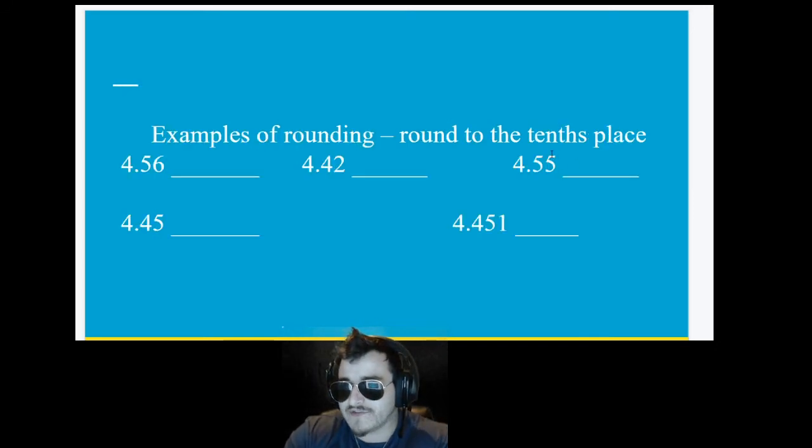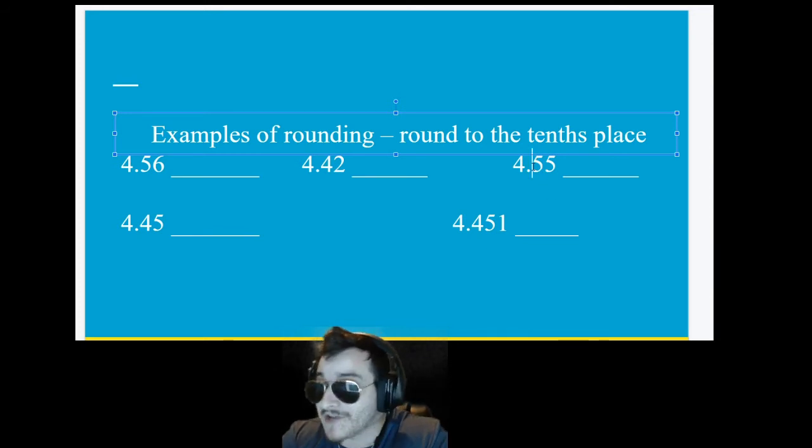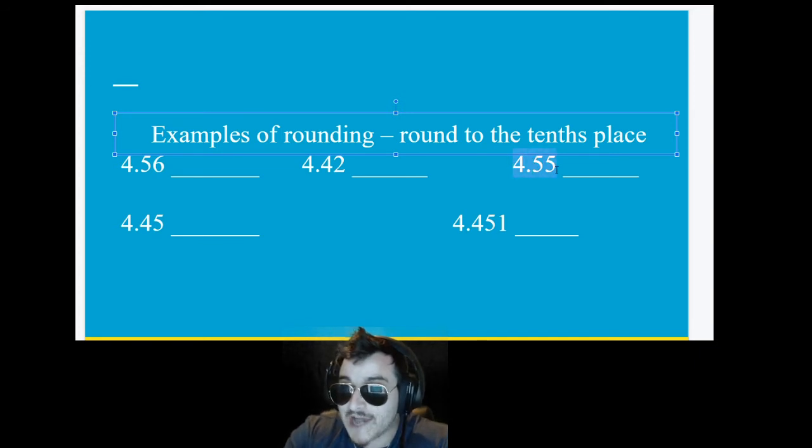So this 5 is going to determine whether or not we round up or stay the same. Well, what we need to look at is what is going to happen to this 5 when we round up. If 5 were to round up, it becomes a 6. And a 6 is even. And we like even numbers in chemistry. So this number, 4.55, would become 4.6.